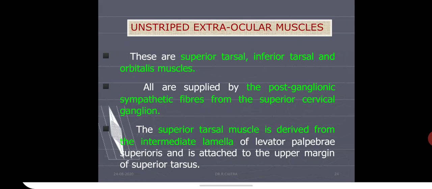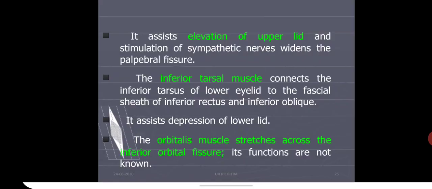We have completed these 7 muscles. Now 3 smooth muscles: superior tarsal, inferior tarsal and orbitalis. These are supplied by the postganglionic sympathetic fibers from the superior cervical ganglion, not by the cranial nerves. We have already learnt that superior tarsal is derived from the intermediate lamella of levator palpebrae superioris and is attached to the upper margin of the superior tarsus. It assists the elevation of the upper eyelid.